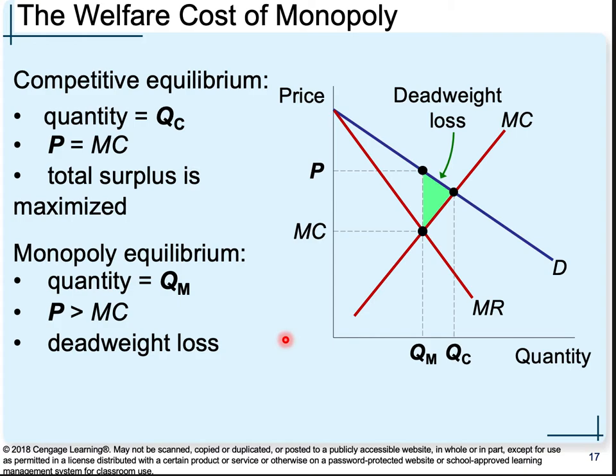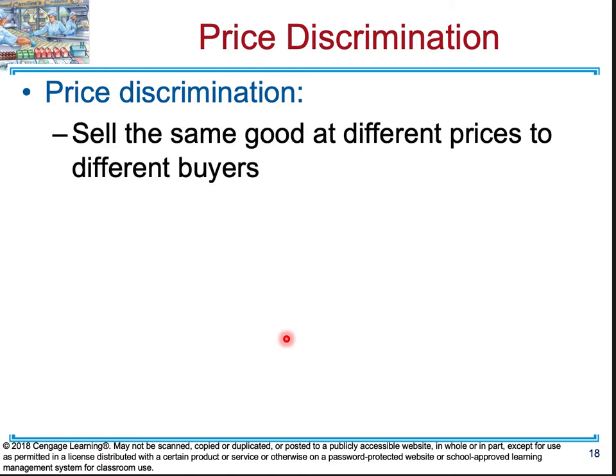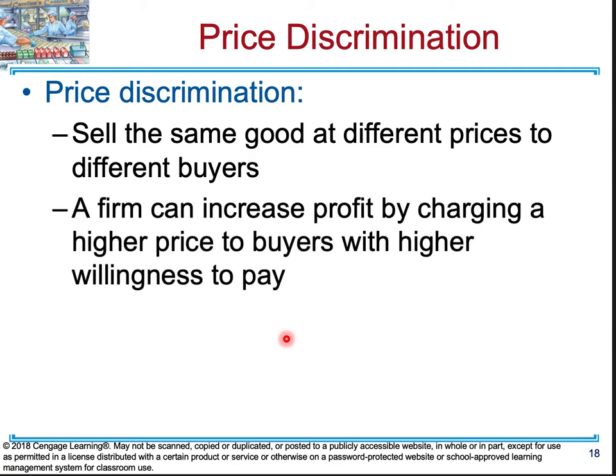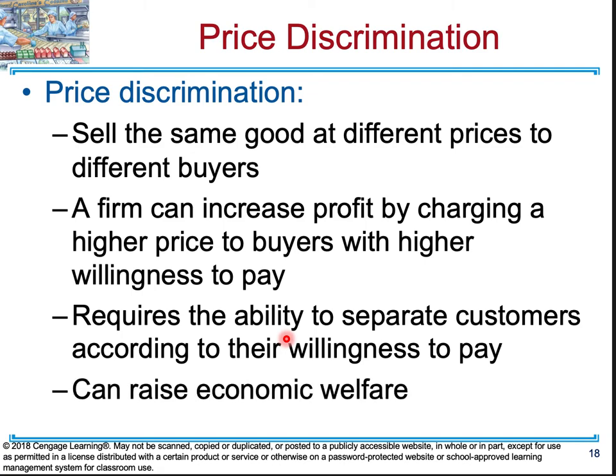The rest of this lecture is just going to be talking about price discrimination. Price discrimination is something that you see on a daily basis. It's basically you sell the same good but at different prices for different buyers. Because of this, a firm can increase profits by charging a higher price to buyers who are willing to pay more. The only way to do this is if you can separate customers according to their willingness to pay. And this can raise economic welfare.